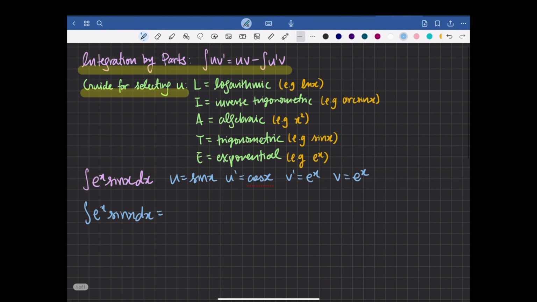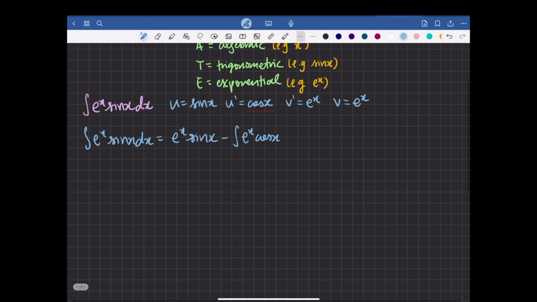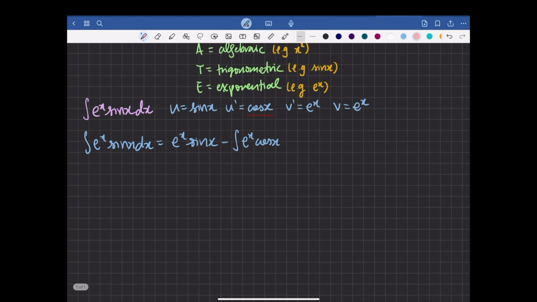So, this whole thing would be equal to uv minus the integral of u dash v, so that'll be e to the x sine x minus the integral of u dash v, which is e to the x cos x. But over here, you might notice that we can't just integrate e to the x times cos x dx that easily. So we'll use integration by parts again.